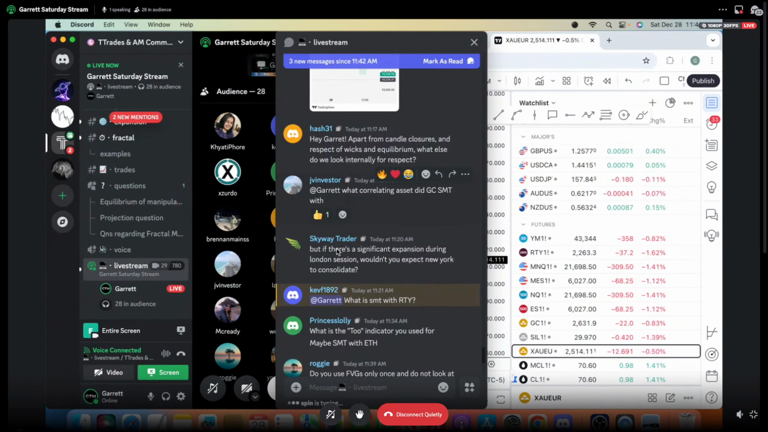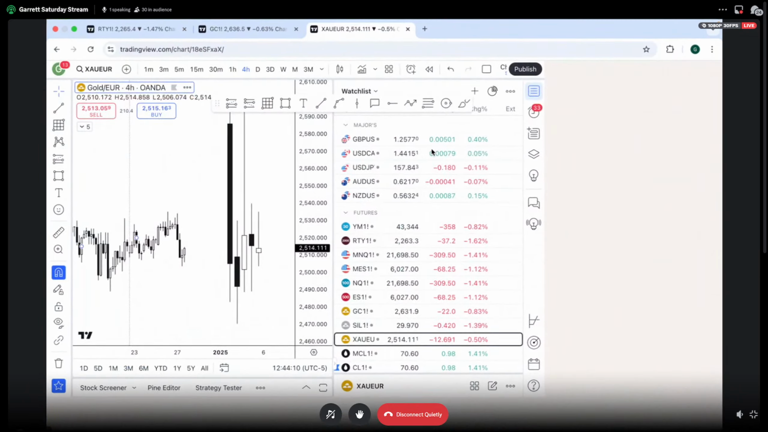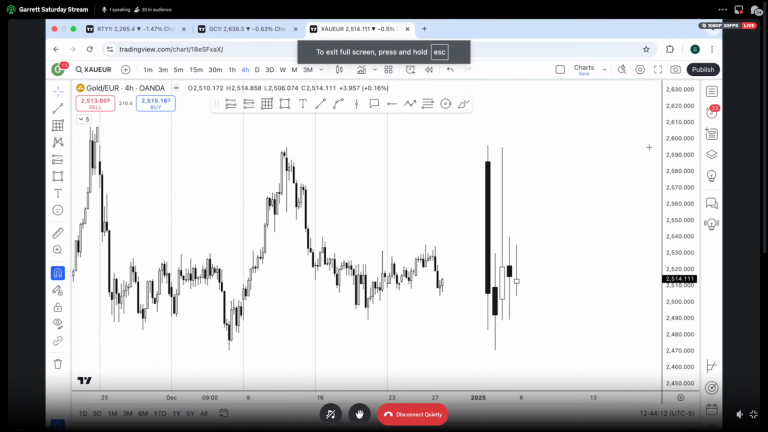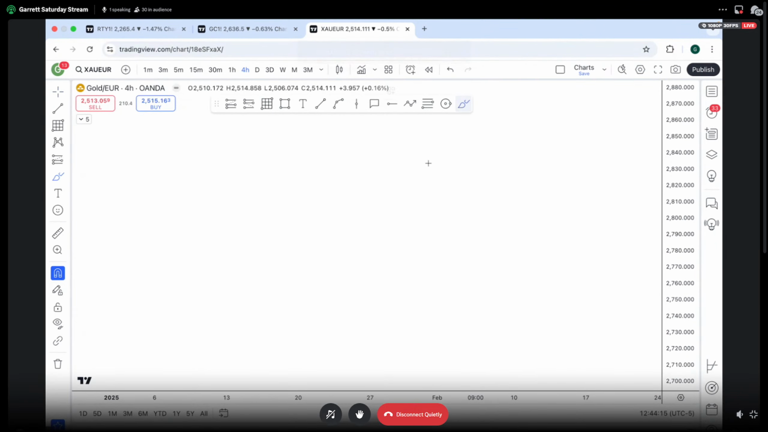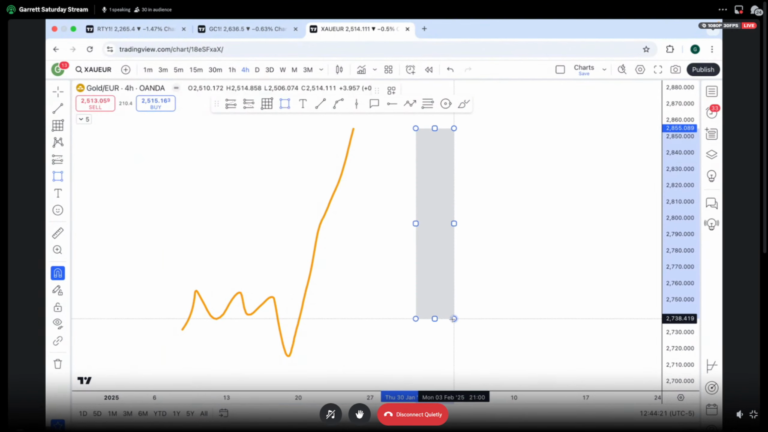But wait, if there's a significant expansion during London session, wouldn't you expect New York to consolidate? That's exactly why I don't trade it. That's my invalidation. That's what I said, right? So look here, this is in the course, by the way. If London manipulates but also expands, the daily candle is going to look something like this. The range is already developed.